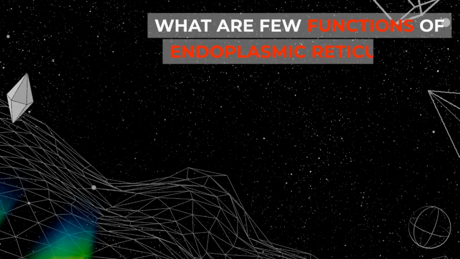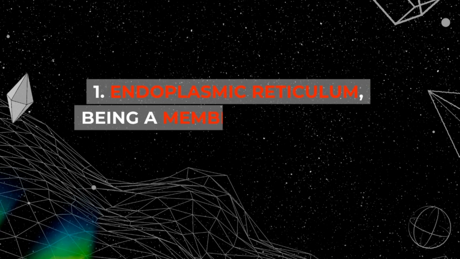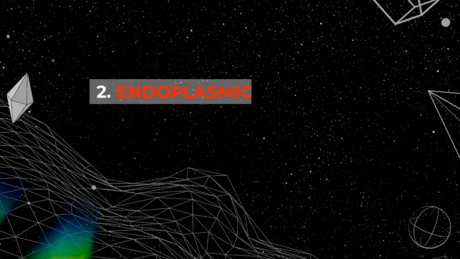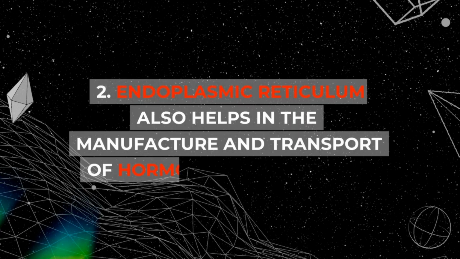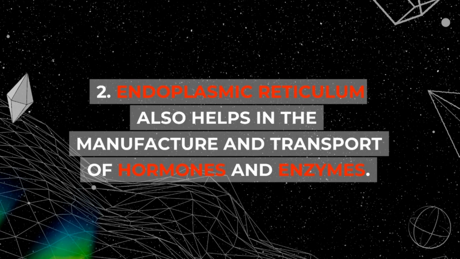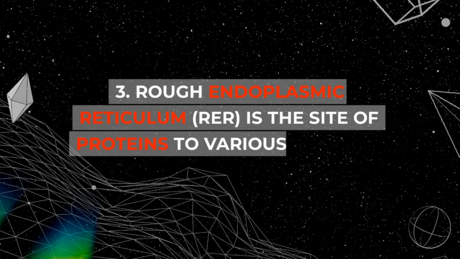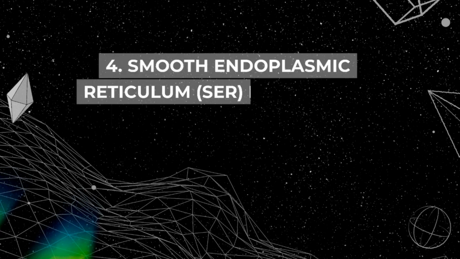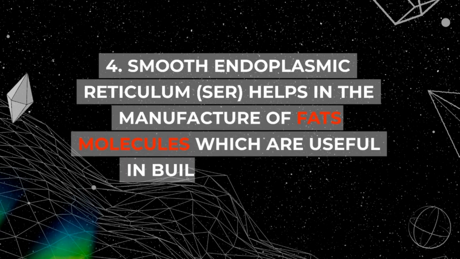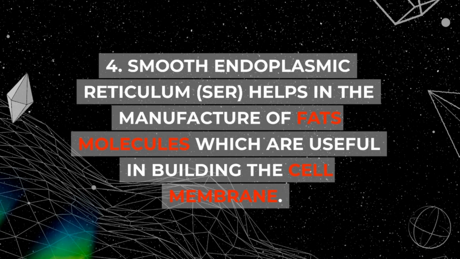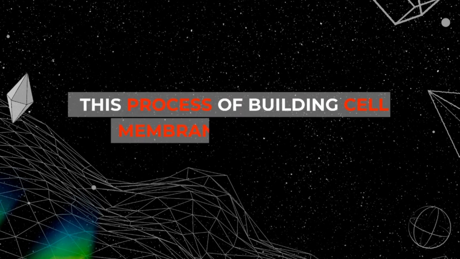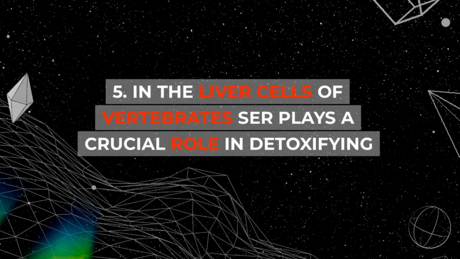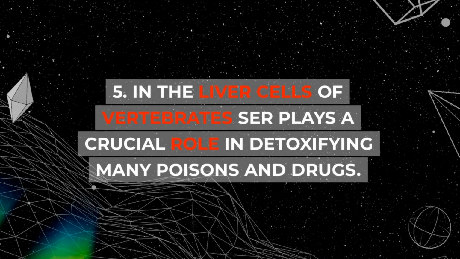What are a few functions of endoplasmic reticulum? 1. Endoplasmic reticulum, being a membrane network, provides mechanical support to the cytoplasm. 2. Endoplasmic reticulum also helps in the manufacture and transport of hormones and enzymes. 3. Rough endoplasmic reticulum, RER, is the site of protein synthesis and transports proteins to various parts of the cell. 4. Smooth endoplasmic reticulum, SER, helps in the manufacture of fat molecules which are useful in building the cell membrane. This process of building cell membranes is called biogenesis. 5. In the liver cells of vertebrates, SER plays a crucial role in detoxifying many poisons and drugs.